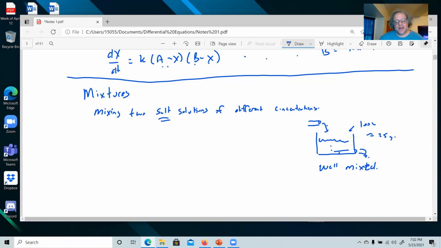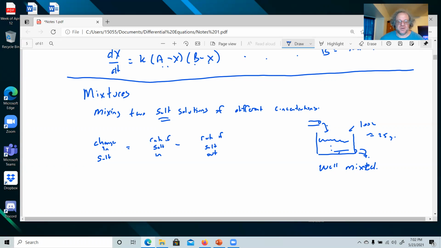The way we approach these problems is that the change in salt, everything is salt, is equal to the rate of salt in minus the rate of salt out. Revolutionary, I know. So rate of salt in minus rate of salt out is equal to the change of salt. Let's come up with a better equation for this.